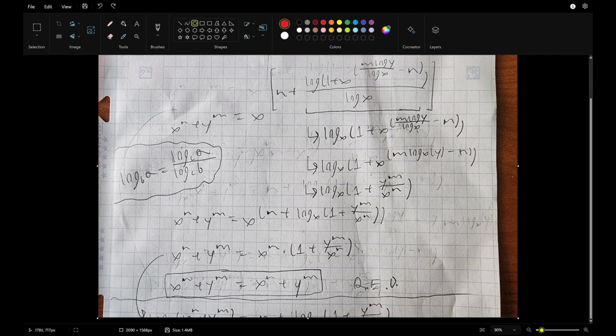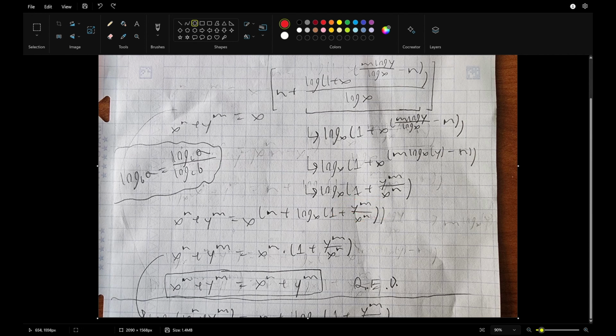And now we have the minus n. Well, the minus n is going to go in the bottom of the fraction, right? Because it's a negative exponent. And so we have 1 plus y to the m divided by x to the nth, log x of all that. Sorry, paint is annoying. This all simplified down to this. And so we have x to the nth plus log x of whatever this is.